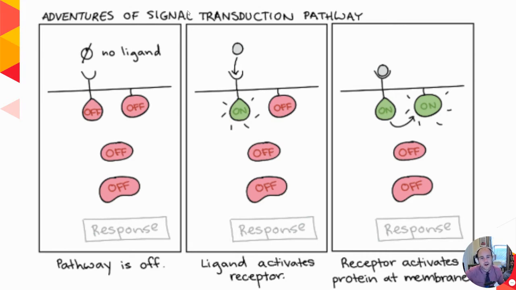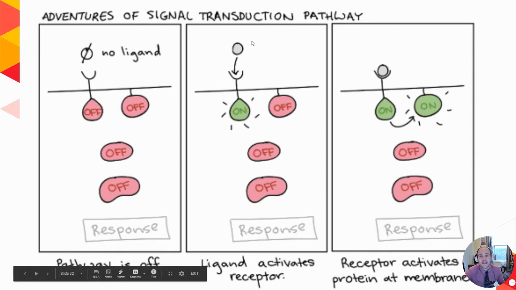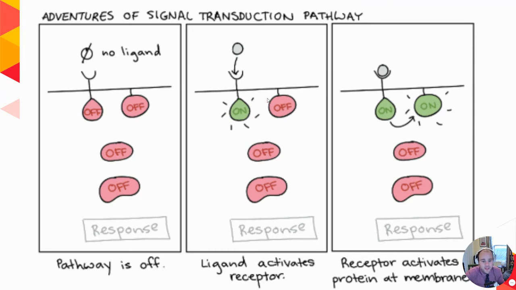And so basically, our signal transduction pathway works like this. Without any ligand, our receptor is off, and so we have no response. When a chemical ligand binds to that receptor, that's going to turn that on. Now that receptor is going to turn on another protein at the membrane.